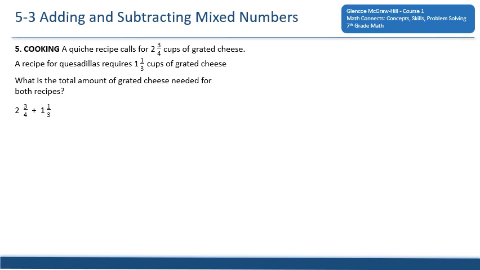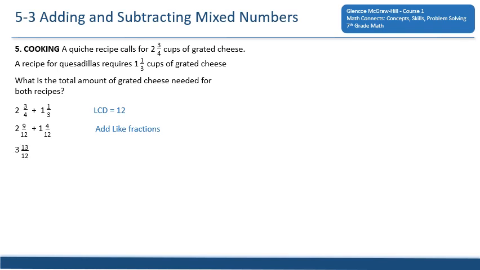So we need to find the least common denominator of 4 and 3, which is 12. And then we're going to restate 3/4 as an equivalent fraction with 12 in the denominator. So 3 times 4 is 12. So we'll multiply 3 times 3 in the numerator to get 9. And then for 1 1/3, we need to turn 1/3 into an equivalent fraction with 12 in the denominator. So 4 times 3 is 12. So then we'll multiply 4 times 1 and get 4. Now we can add together.